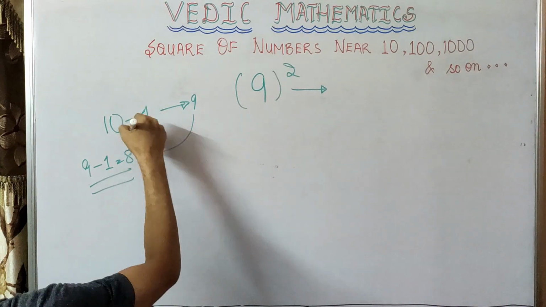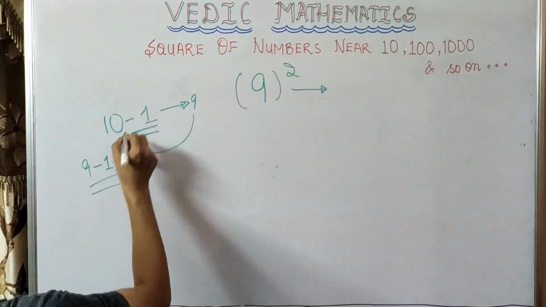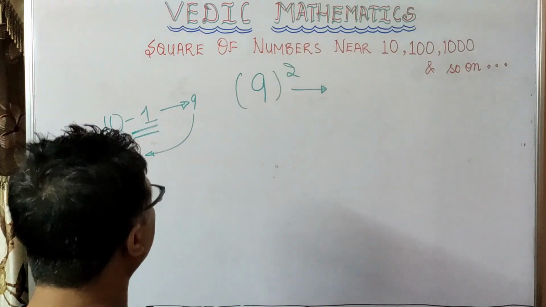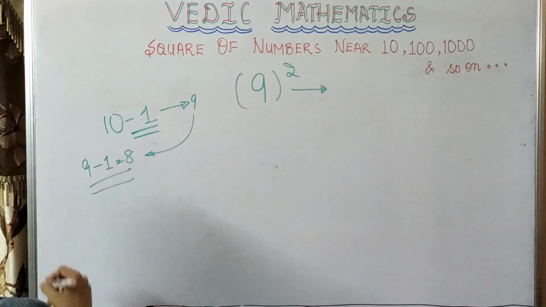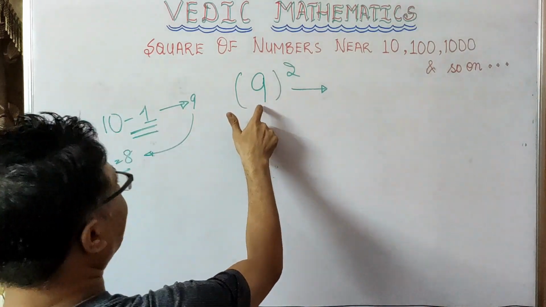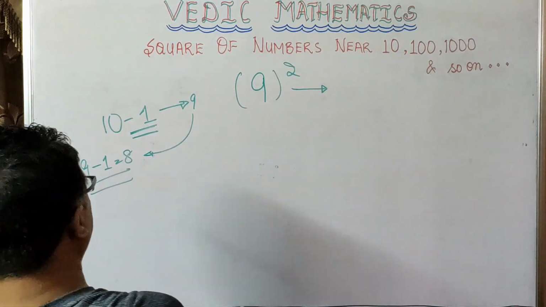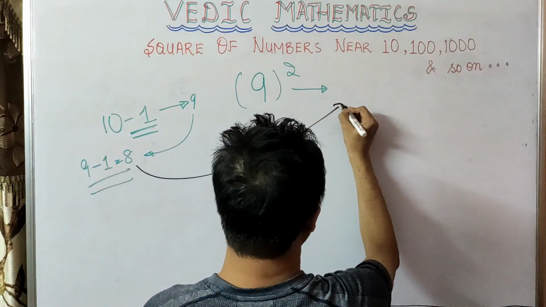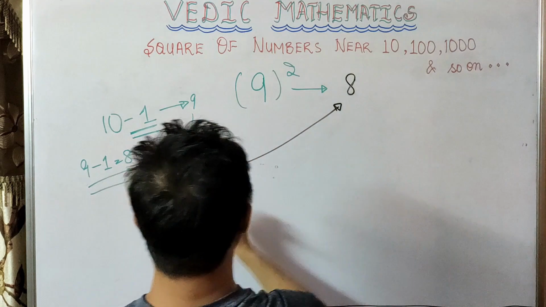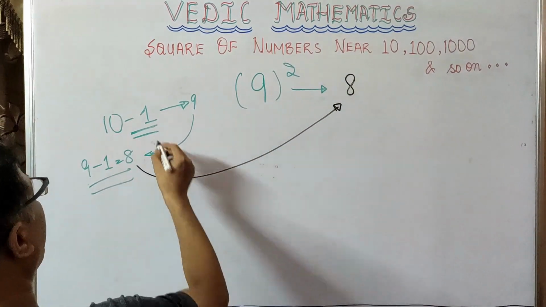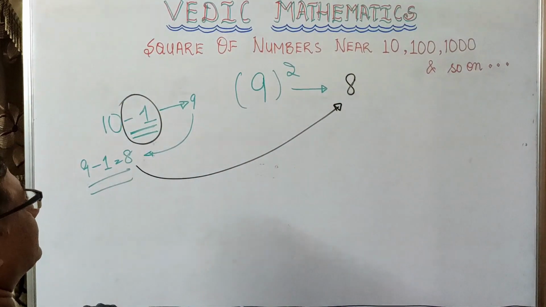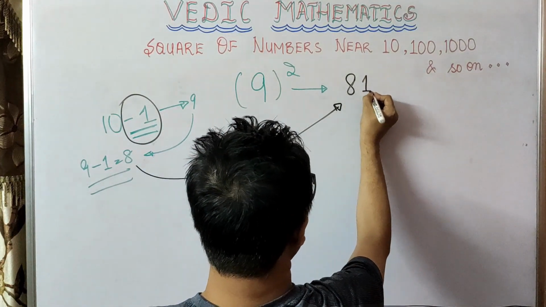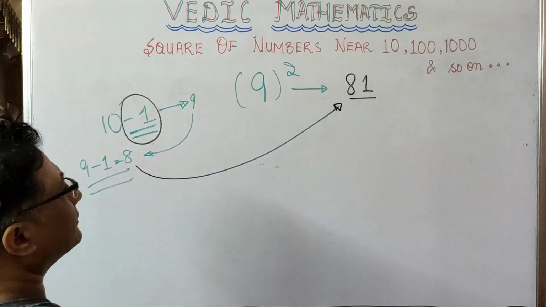Remember, this sign is very important. You have 10 minus 1, so you will subtract minus 1 from 9. This is the base of 10 because this number is near 10, so this is the base of 10. So this 8 will now go here as our first part of the answer. For the second part of the answer, you have to square this. So square of minus 1 is what? It is 1. You get your answer.